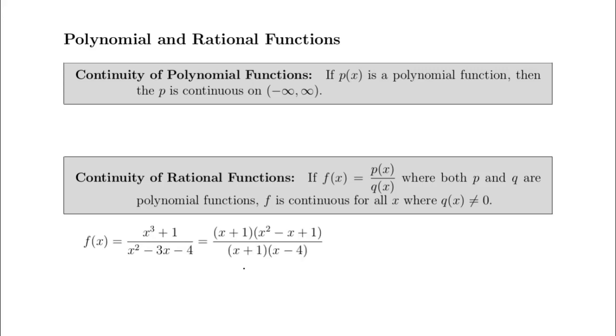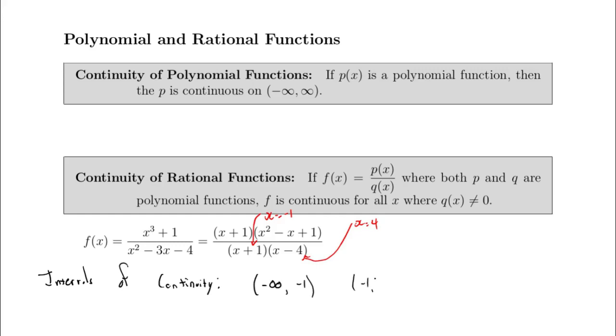Let's find an interval of continuity, or maybe we'll say intervals of continuity for this function. Continuity. I'm having a hard time spelling today. There we go. All we need to do is look and see, where do we divide by 0? Well, pretty clearly when x is equal to -1, and pretty clearly when x is equal to 4. So our intervals of continuity are going to be negative infinity up to -1, -1 up to 4, and 4 up to infinity.